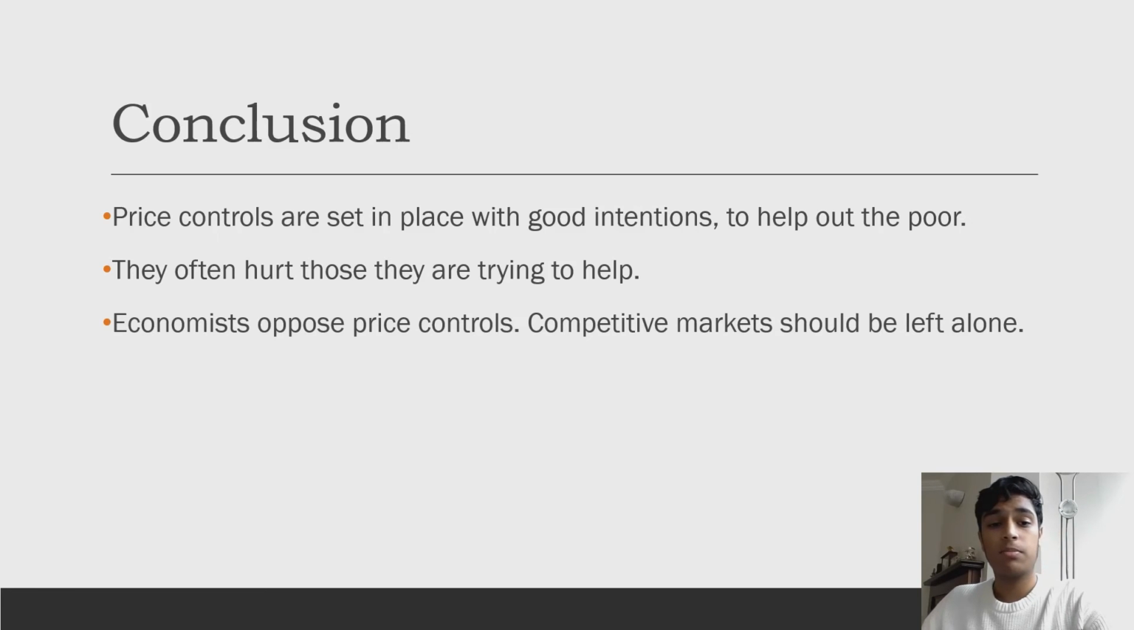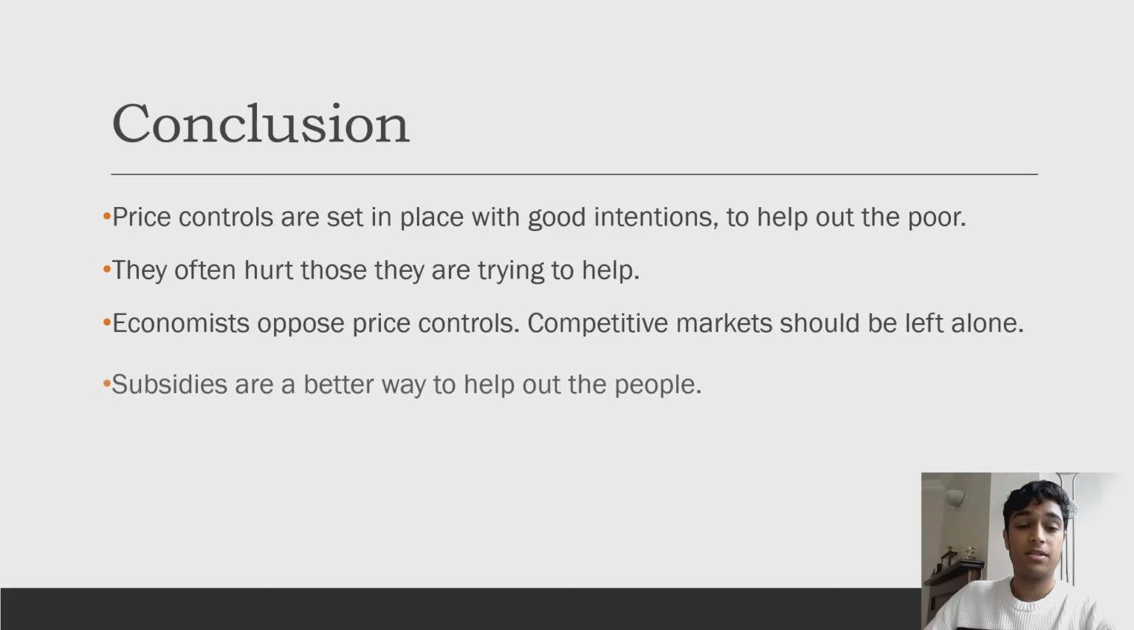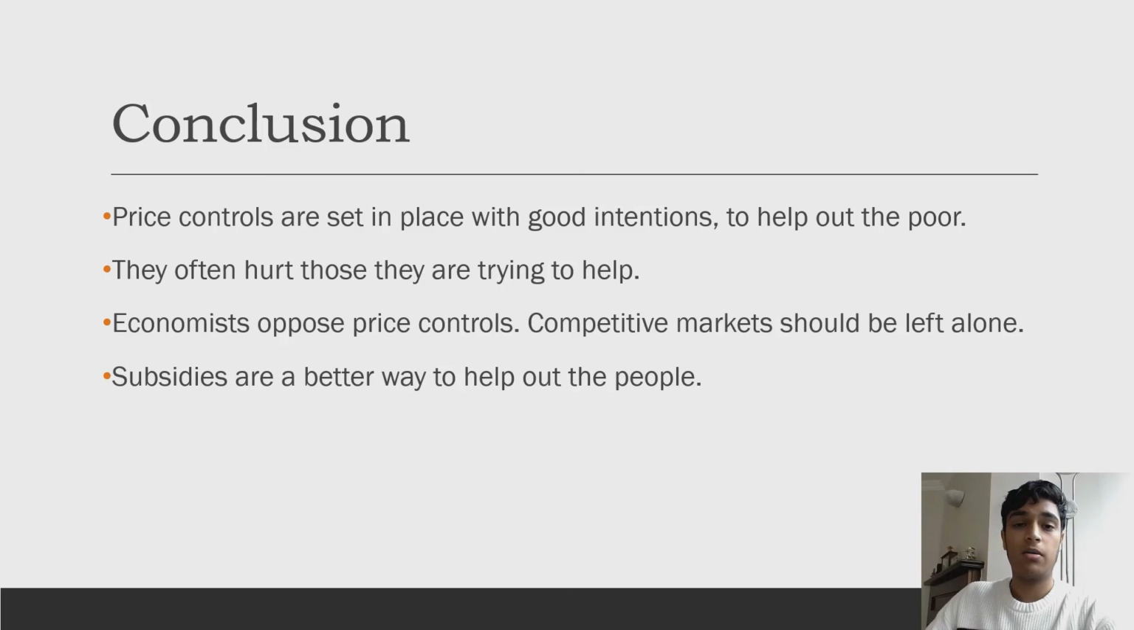You may remember one of the principles of economics is that markets are a good way to organize economic activity. Therefore, economists oppose price controls, and competitive markets should be left alone, because if the government came in and manipulated the prices, it would cause some sort of shortage or surplus, which is not ideal. So does this mean that we cannot help out the poor? No, subsidies would be a better way to help people. It would mean they could better afford the rent. It would mean higher wages in the case of rent and wage subsidies, and would not affect the quantity supplied.